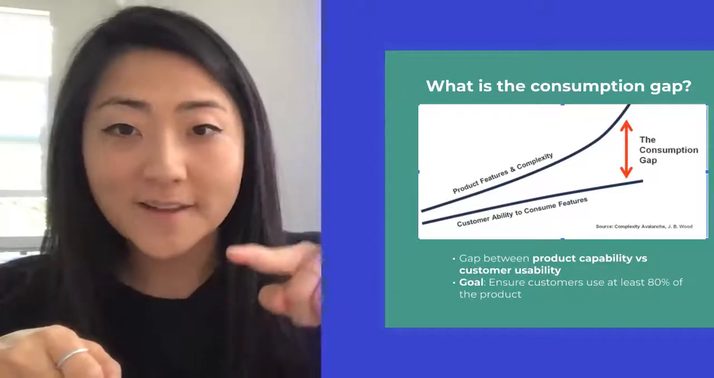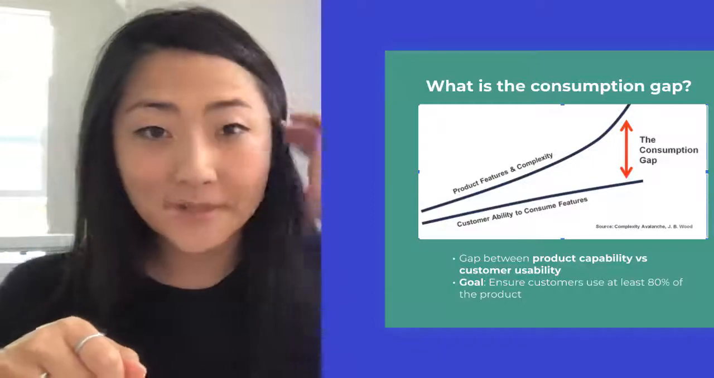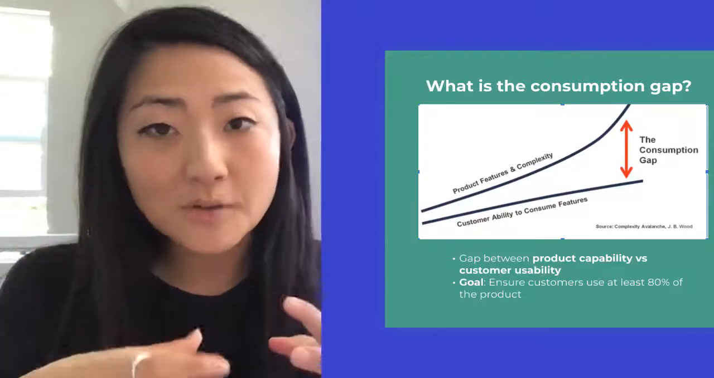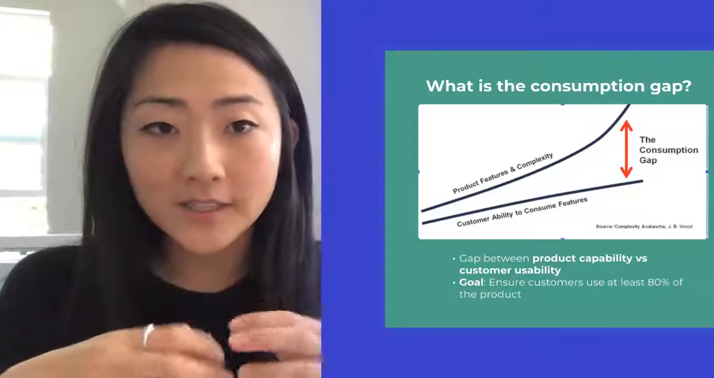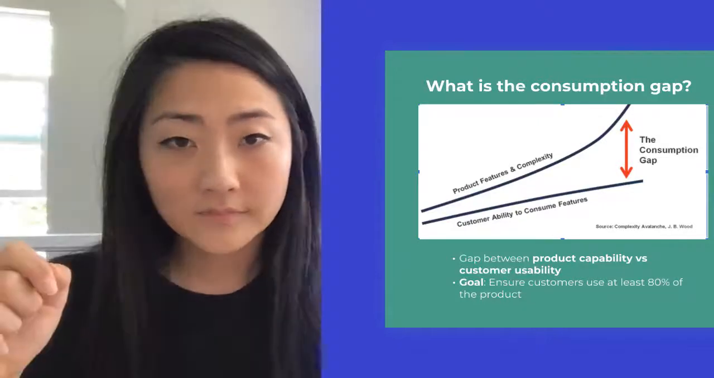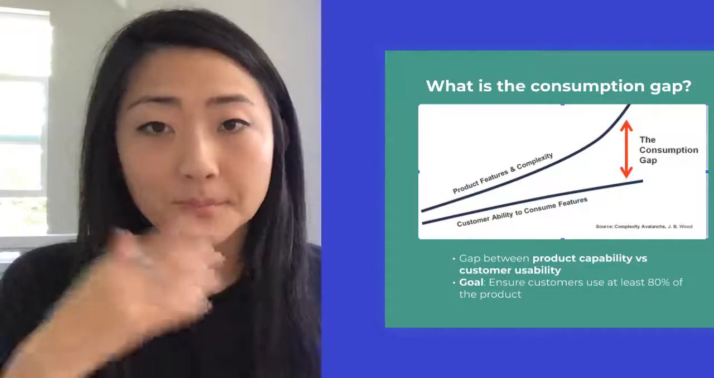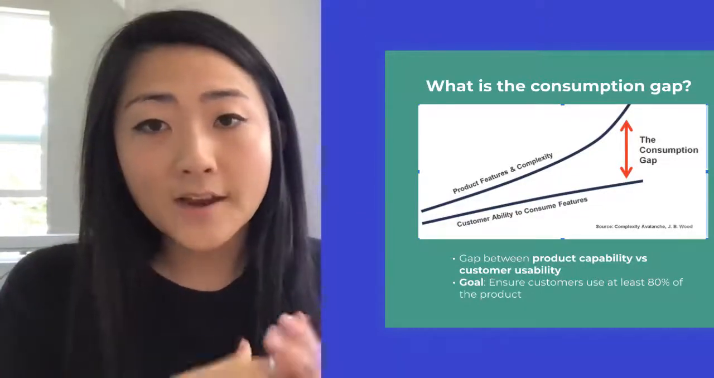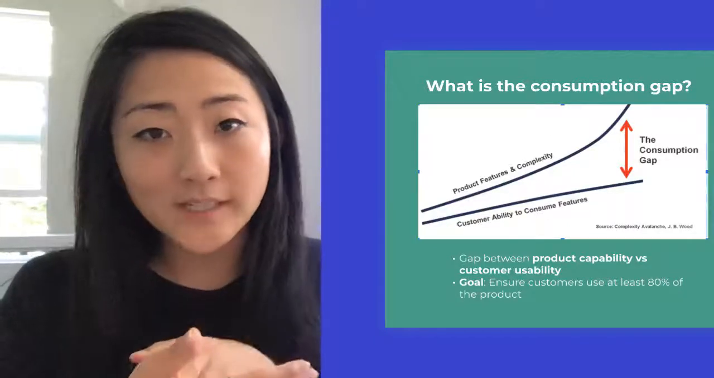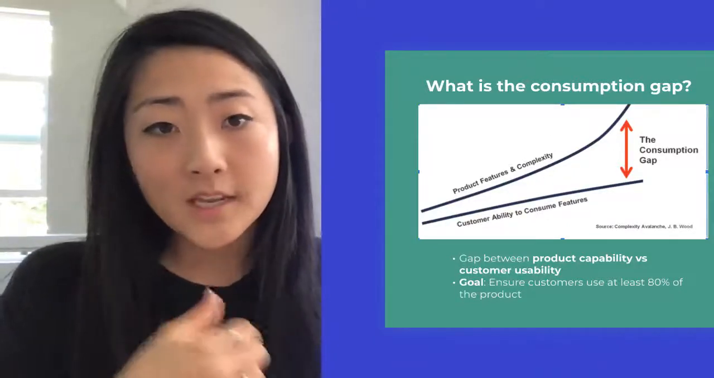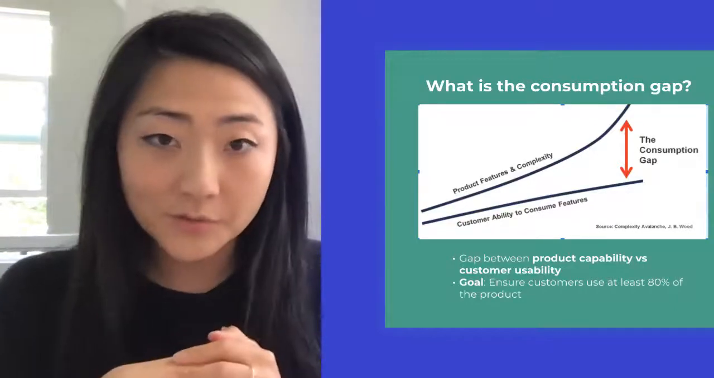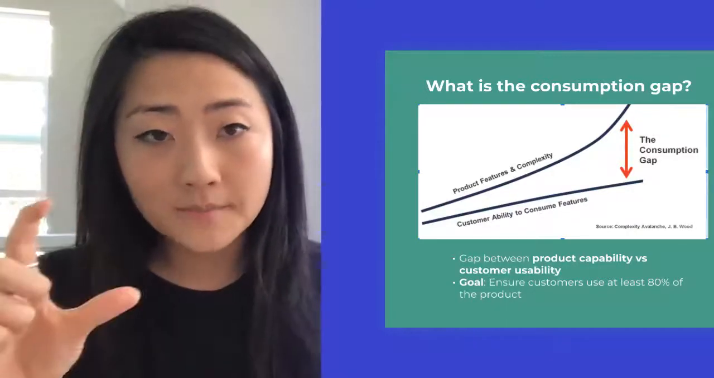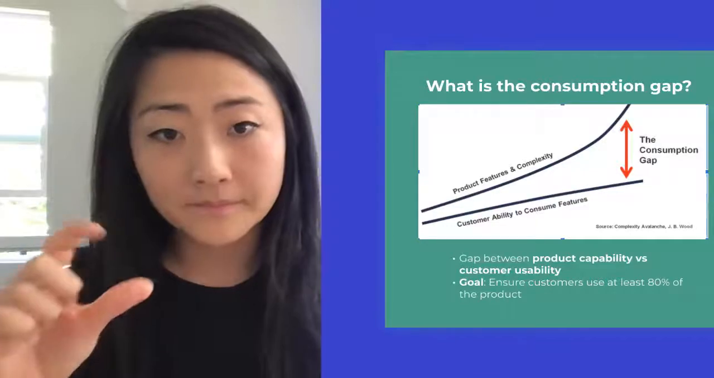So, as product features get more and more complex, and we see that happening all the time, what happens is the customer's ability to actually absorb these features and use all parts of it starts to decline. So, what this leaves us with is a gap between product capability or feature functionality versus customer usability. How much of the product is the customer actually tapping into and maximizing? And for me, it is an ambitious goal to ensure that customers use at least 80% of the product. So, limiting that consumption gap to about 20%.